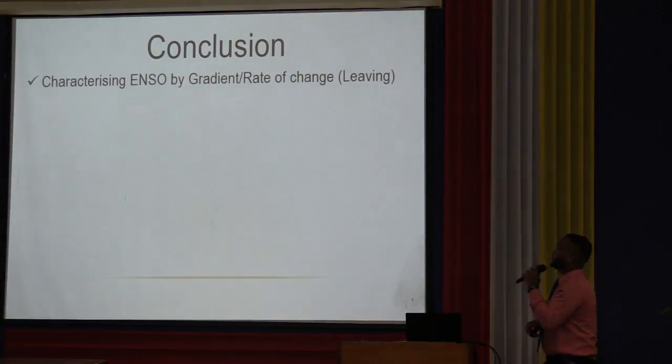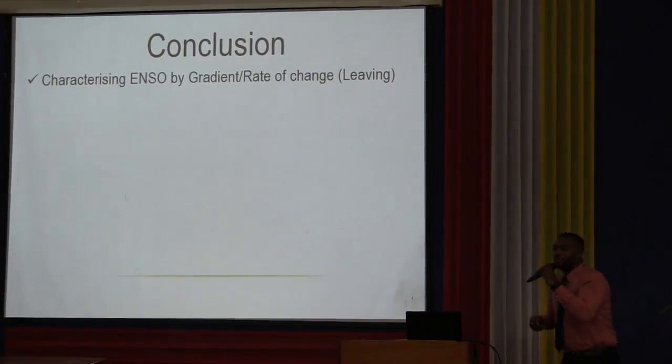The sea surface temperatures also showed that kind of pattern for all the stations we investigated. So in conclusion, we characterized ENSO by rate of change. Then we defined the wet season onset date, and we also mapped it spatially.